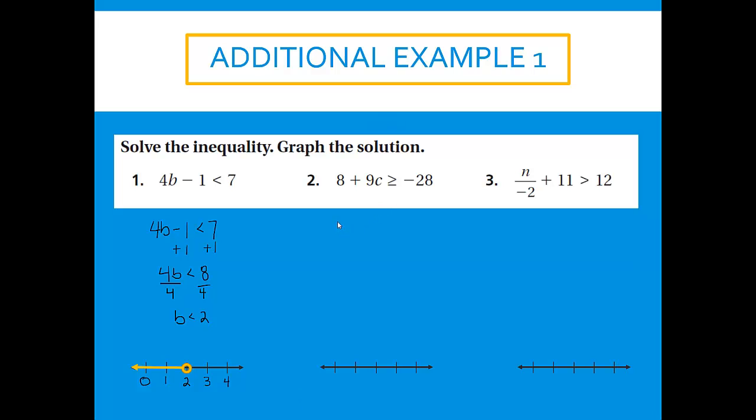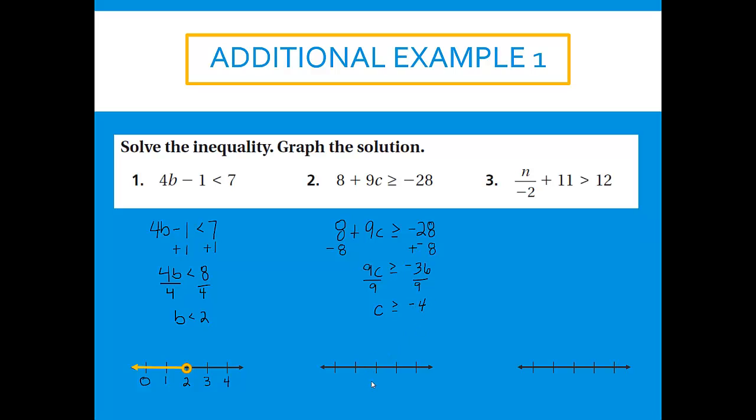Now for number 2, we have 8 plus 9c is greater than or equal to negative 28. First, we're going to subtract 8 from both sides. And we're going to get that 9c is greater than or equal to, and negative 28 minus 8 would be plus a negative, so that would be negative 36. Now we're going to divide both sides by 9. And we're going to have that c is greater than or equal to negative 4.